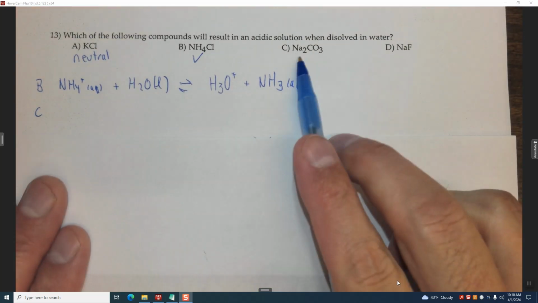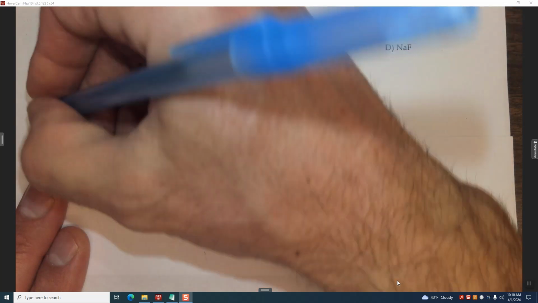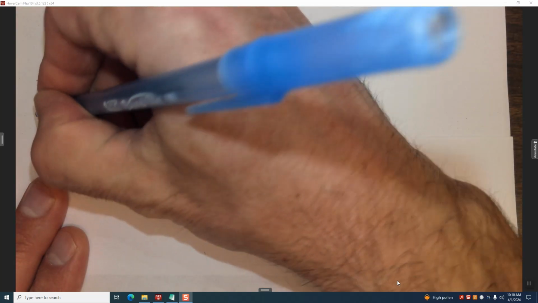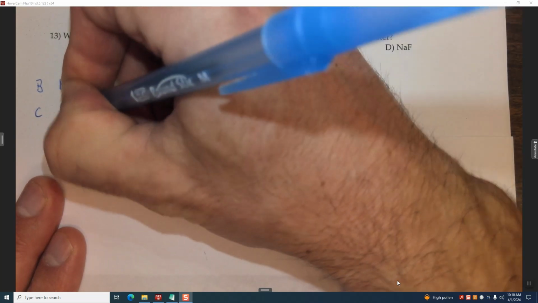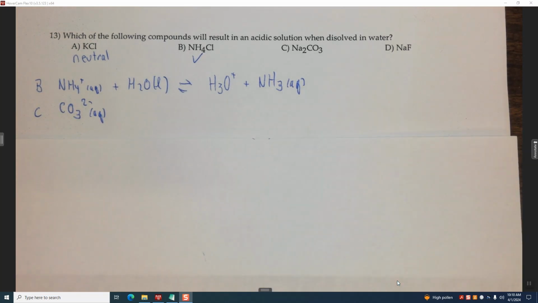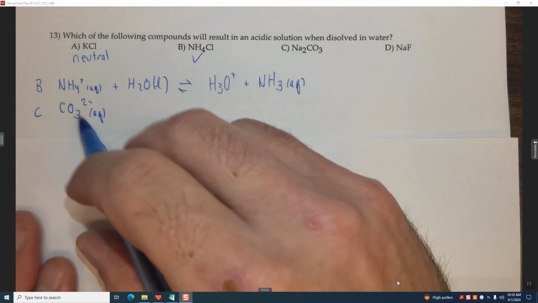Well, in letter C, we have Na2CO3. Again, the Nas are just spectator ions. So what we effectively have is CO3 2 minus aqueous. Okay, this is the conjugate base of H2CO3 carbonic acid, the second conjugate base, but it is definitely basic.